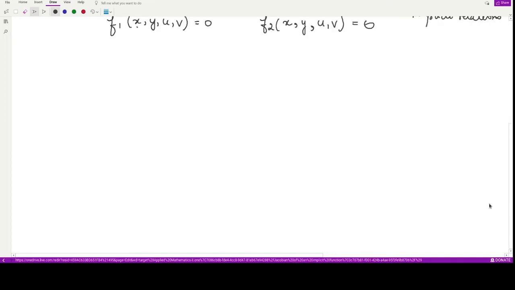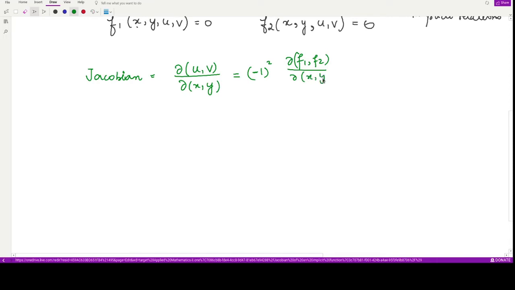In that case, what is the Jacobian? The Jacobian is defined like this. It is del of u comma v divided by del of x comma y. That would be equal to minus 1 raised to power 2 times del of f1 f2 with respect to x and y divided by del of f1 f2 with respect to u comma v.